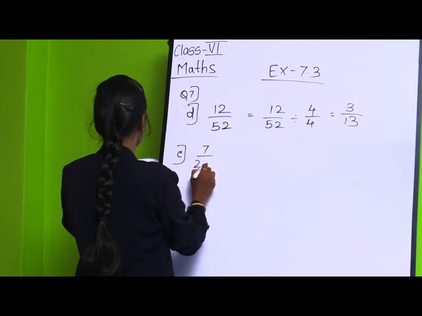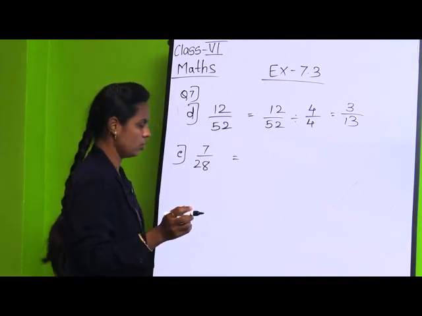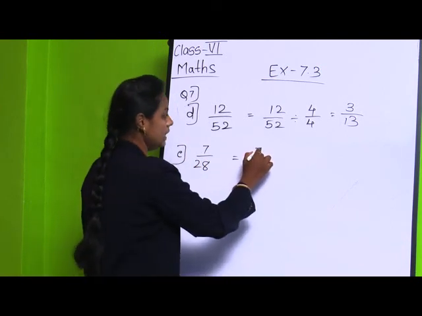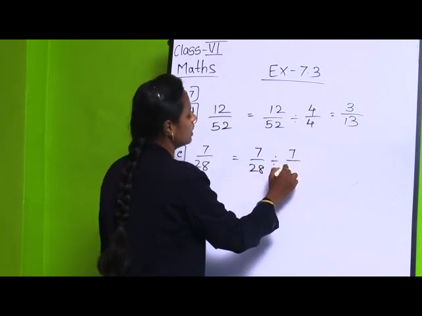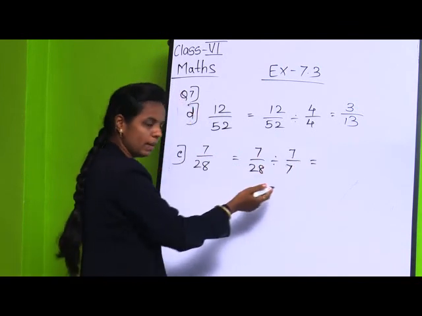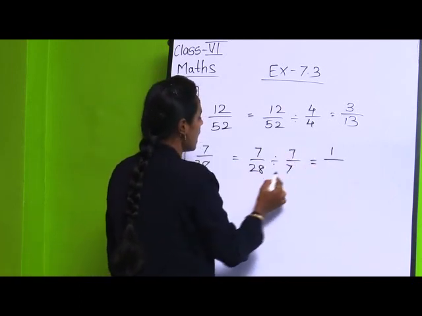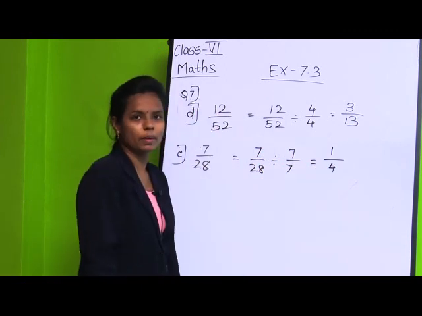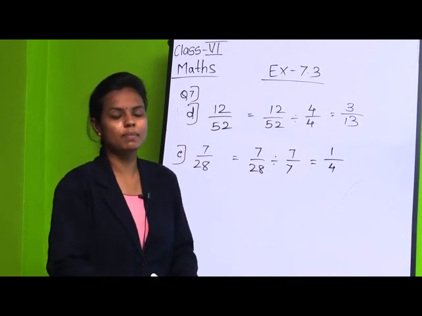7 by 28. This number can be divided by the same table. So 7 table, 7 by 28 divided by 7, both numerator and denominator. So 7 divided by 7 we have 1, and 28 divided by 7 we have 4. So 1 by 4 is the lowest term itself.